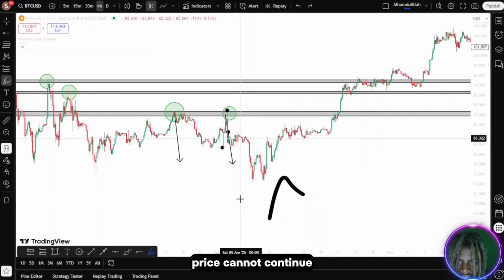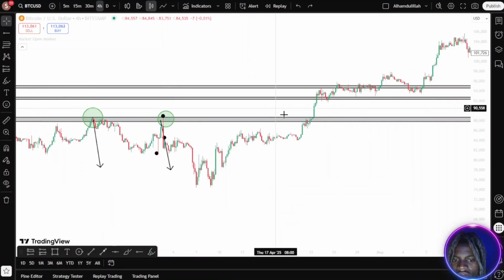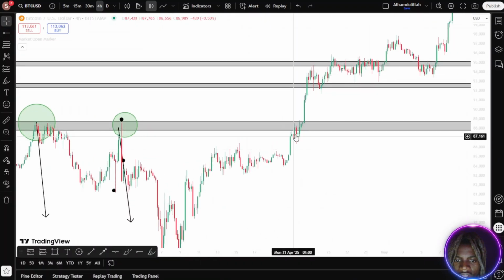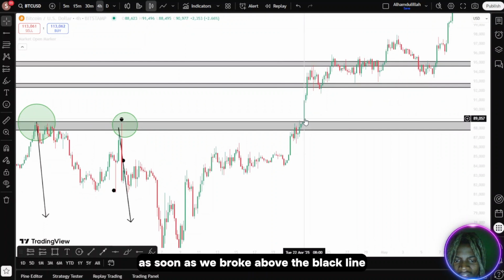Otherwise, price cannot continue. So once the resistance gets broken here, boom, as you can see, price decided to get above the black line here. And as soon as we broke above the black line, it blasted.